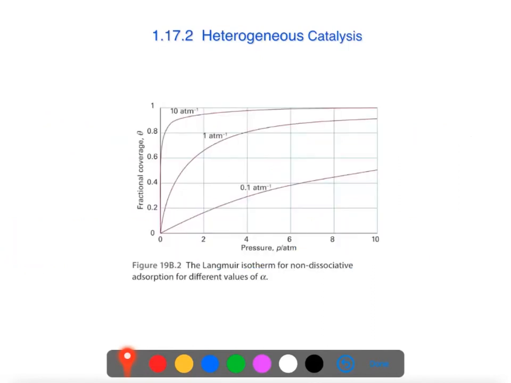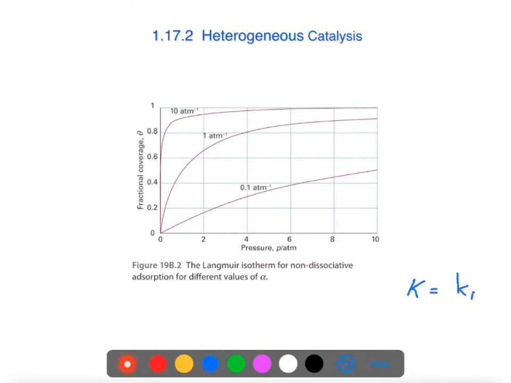So what's shown in this figure is an example of an adsorption isotherm, specifically the Langmuir isotherm, where we're plotting the fractional coverage, theta, against the pressure of the reagent in the gaseous form. And for each of these curves, there's a number associated with the equilibrium constant, which in this older version of your text refers to alpha.